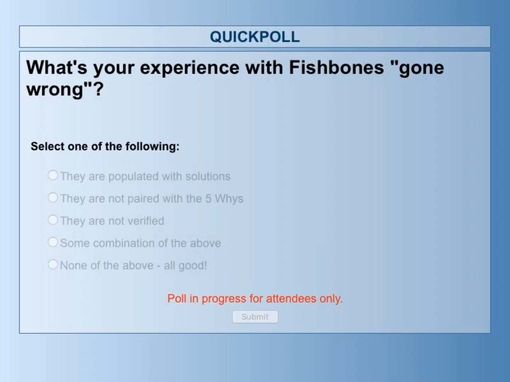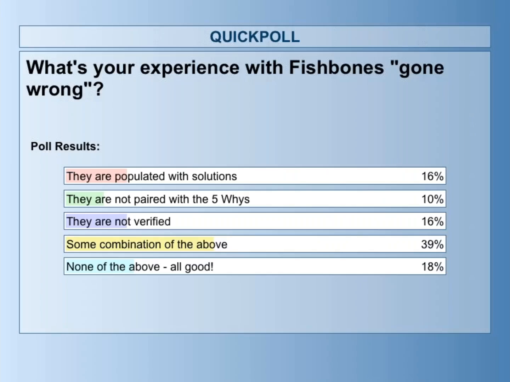Okay. All right. We've got a good number of votes in. Let's see what these guys say. All right, 39% say some combination of the above. 18% say none of the above, all good. And then we've got the all of the above are divided by they are not verified or they are populated with solutions. And then 10% say they are not paired with the 5 whys.